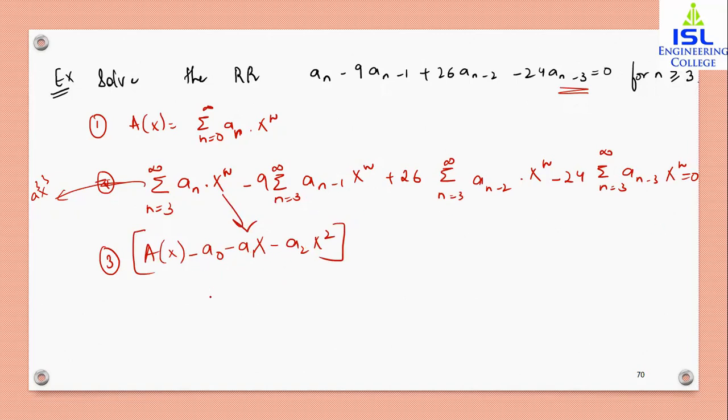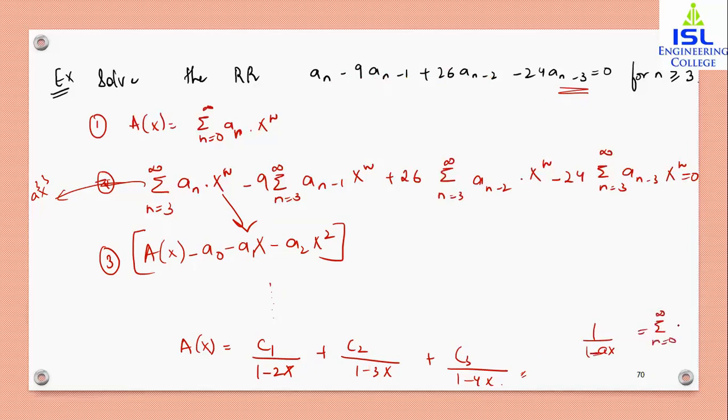Then take a of x common, move the other terms to the other side, do partial fraction decomposition and so on. So in the final step, you will get a of x as, when you take constants, you will get 3 constants because you're using 3 previous terms to find an. So you will get C1 by 1 minus 2x plus C2 by 1 minus 3x plus C3 by 1 minus 4x. And then you can use the formula 1 by 1 minus ax, which will be equal to sigma n is equal to 0 to infinity a power n into x power n.